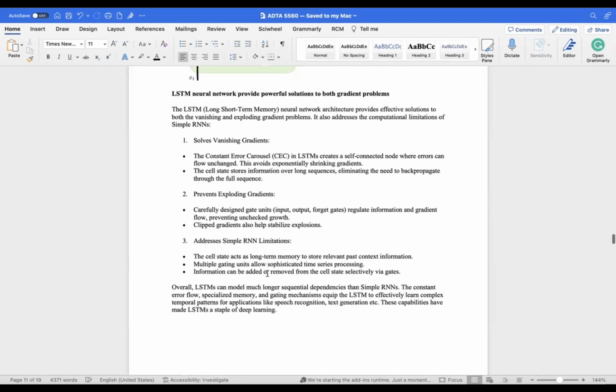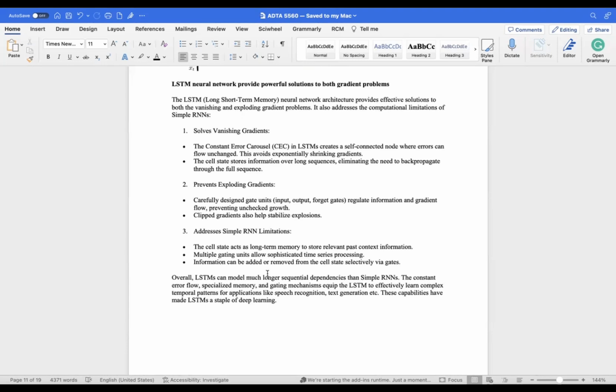And let's give an overview of the allure of the LSTM. LSTMs can handle much longer sequential dependencies, making them perfect for tasks like speech recognition and text generation, with constant error flow, specialized memory, and gating mastery. LSTM stands as the stalwart of deep learning. In a nutshell, we can conclude that the LSTM isn't just a network. It's the hero we need for unraveling complex temporal patterns in the world of deep learning.